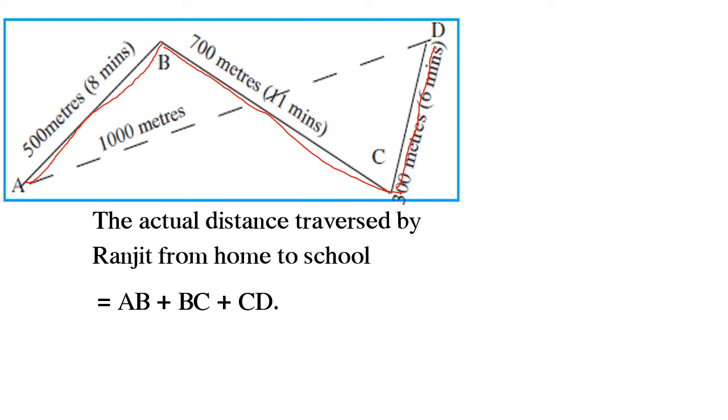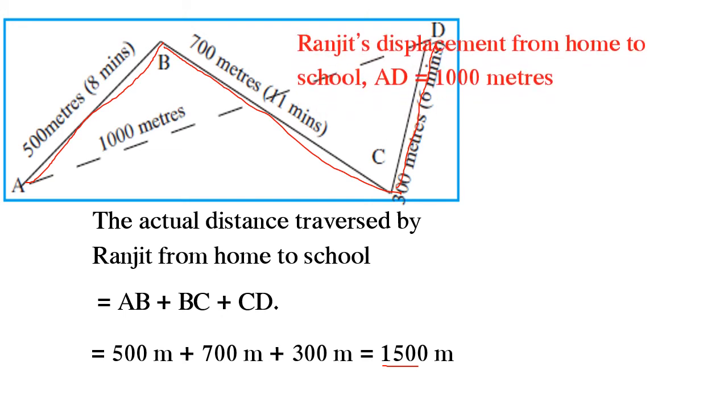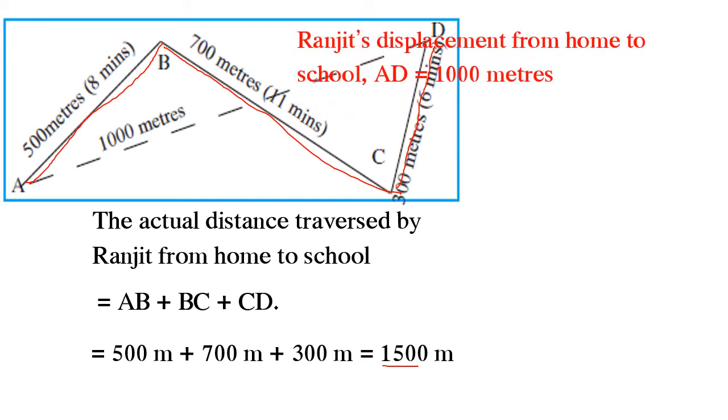Now AB, he is going to his friend's house and then they are going to the school. So AB is 500 meter plus 700 meter plus 300 meter, that will be equal to 1500 meter. Okay, so this is the actual distance traveled by Ranjit from A to D. But Ranjit's displacement from home to school, see here, A to D, displacement is 1000 meter. That is AD, its displacement.